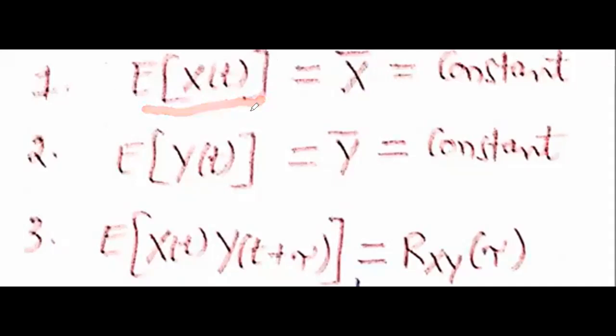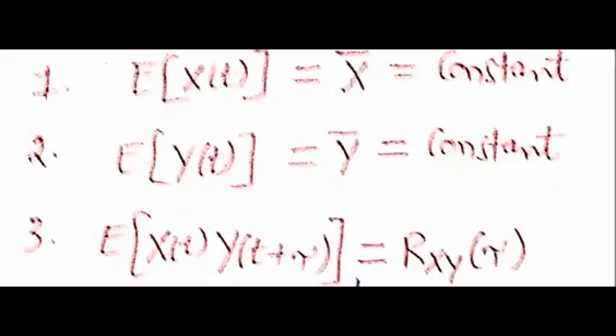So E of x of t is equal to x bar, which is going to be treated as a constant. This condition we have discussed for both second order and first order stationary processes also. And the second variable, that is y of t, is also y bar. That is, the expected value of the random process y of t is also a constant value.